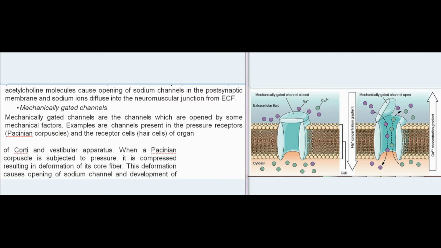Mechanically gated channels. Mechanically gated channels are the channels which are opened by some mechanical factors. Examples are channels present in the pressure receptors, Pacinian corpuscles, and the receptor cells, hair cells, of organ of Corti and vestibular apparatus. When a Pacinian corpuscle is subjected to pressure, it is compressed, resulting in deformation of its core fiber.